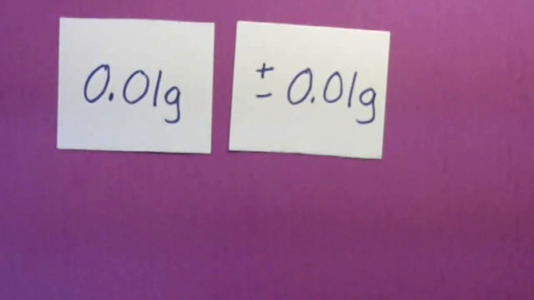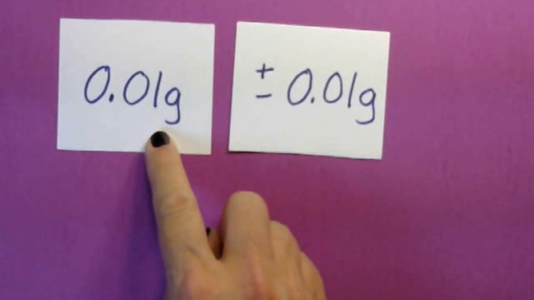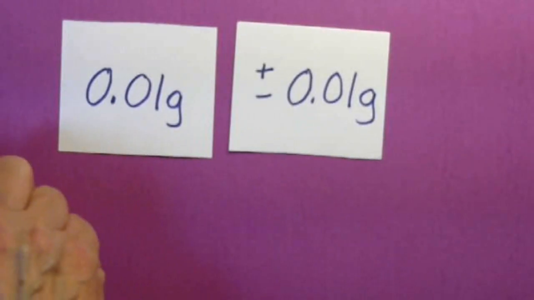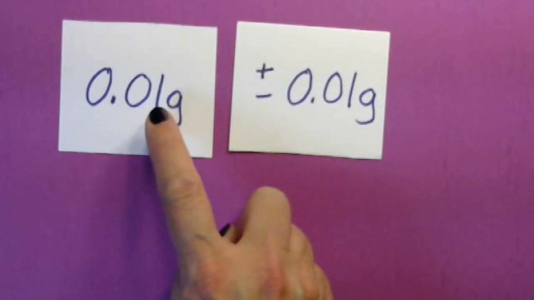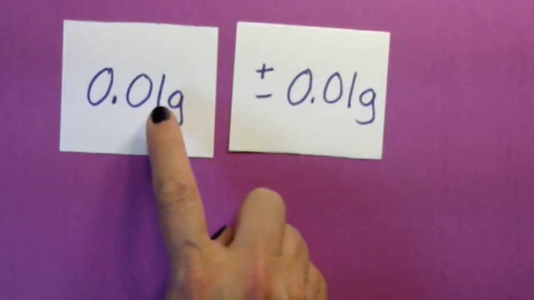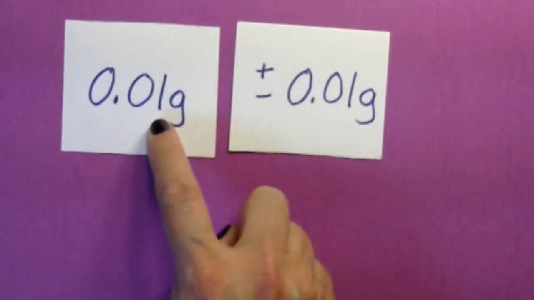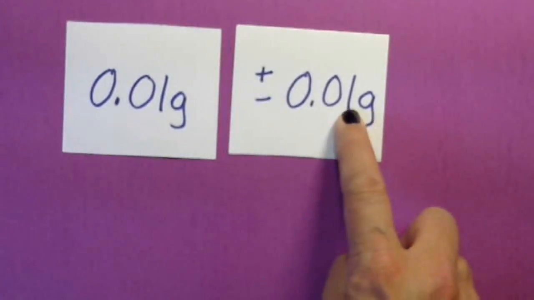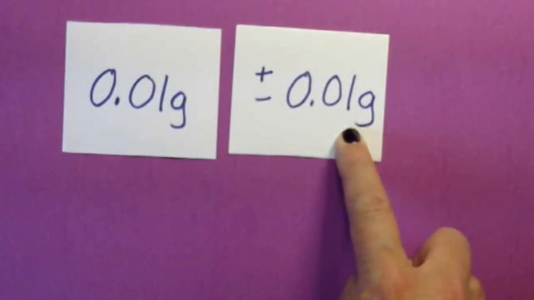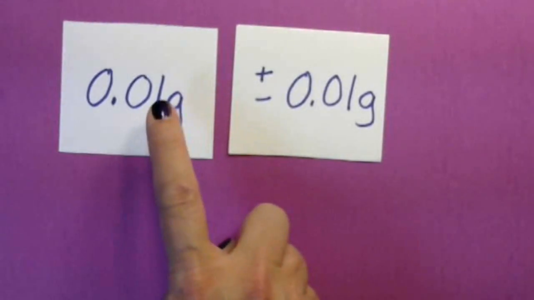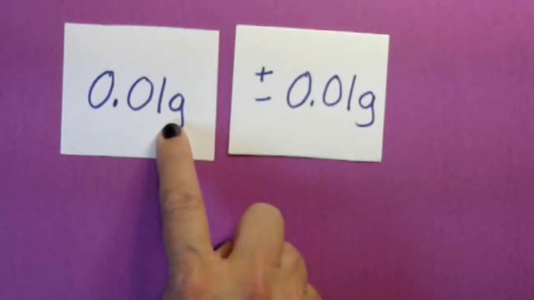So let's talk about the rules of counting significant figures now that we have them. I'm going to start counting from left to right, but I have to start at the first non-zero number. So I go left to right, and I'm going to start counting at the first non-zero number. Where do I stop counting? I stop counting at the place the uncertainty goes to. This goes to the hundredths place, so I stop at the hundredths place. So I start at 1 and I stop at 1. I have 1 significant figure.